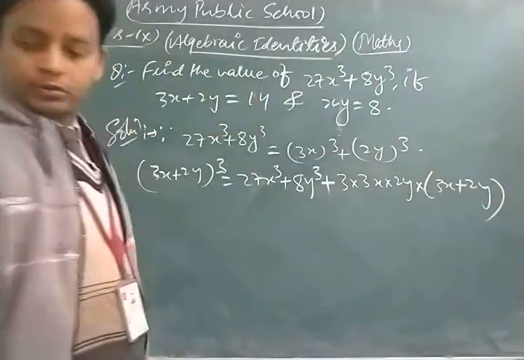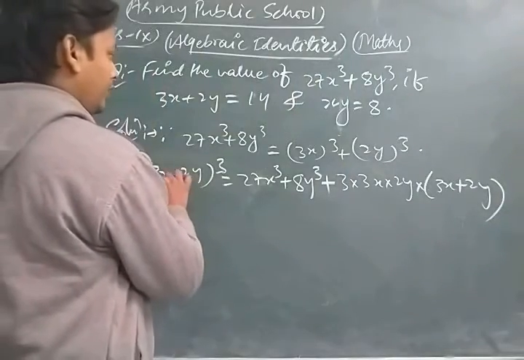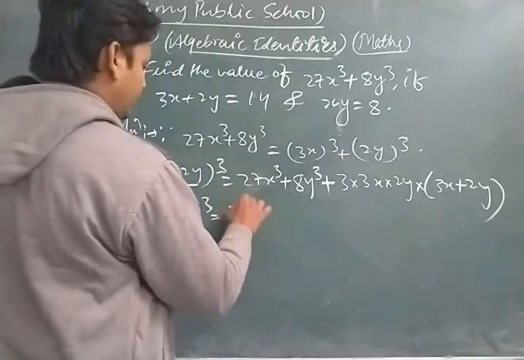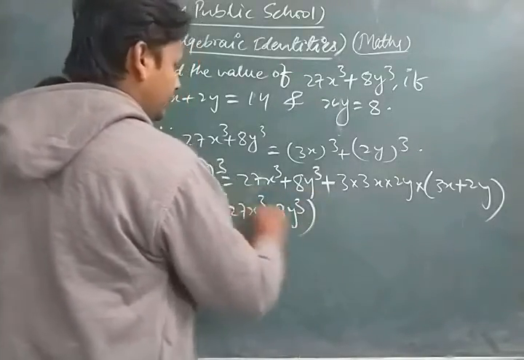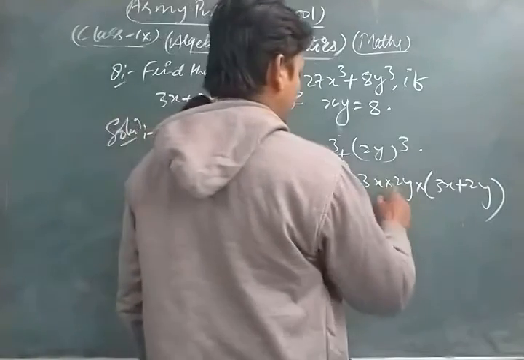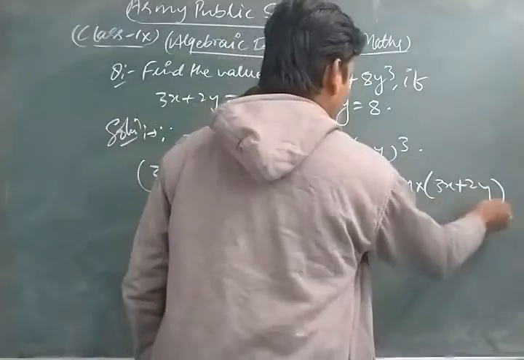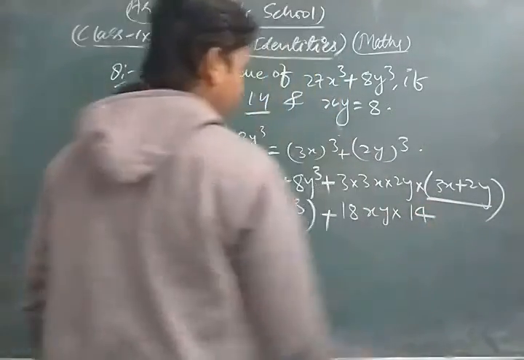Now we put the values. Now from there we have the value of this, which is 14 cube. We find the value of this expression. That term we find the value of this, plus 18 into x into y into the value of 3x plus 2y, which is 14. Here we put that, that is 14.